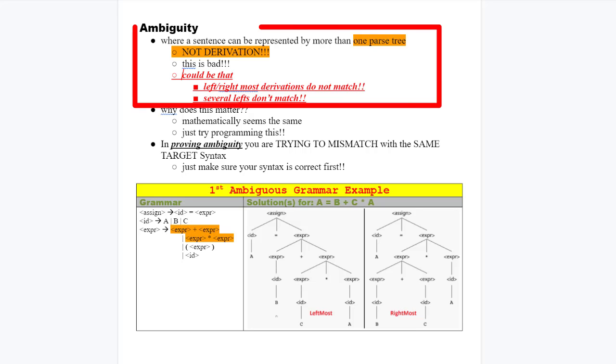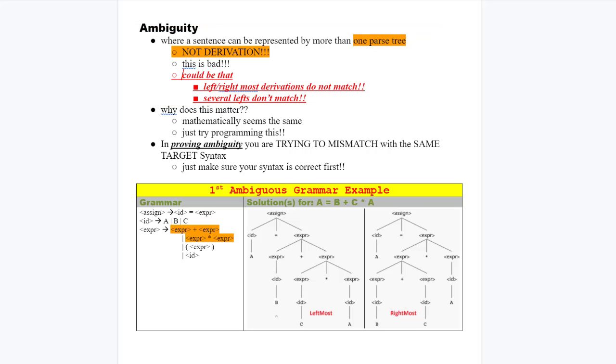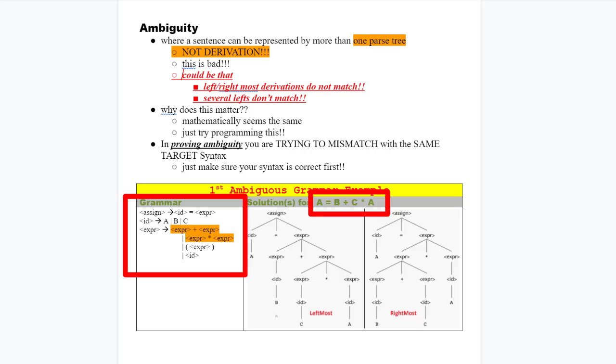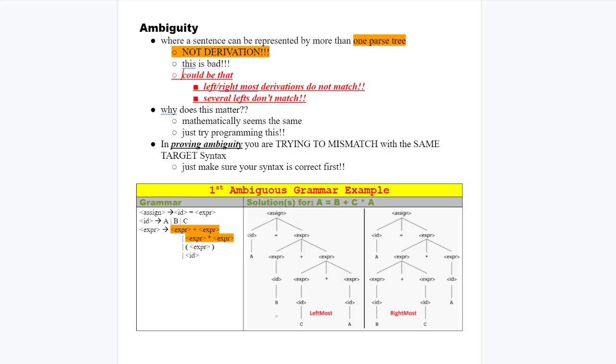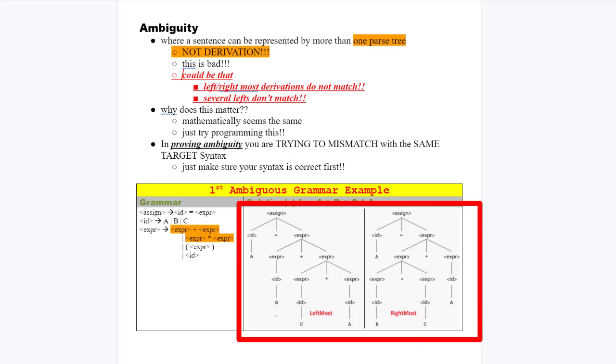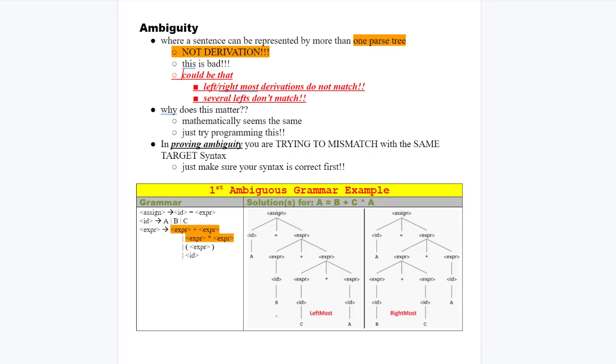It just doesn't happen. So what's going to happen is that you're going to do a left and a right derivation on a given grammar and a target syntax. And if the parse trees, and notice I did not say derivations, I said parse trees, don't match like you see here, we've got a problem.